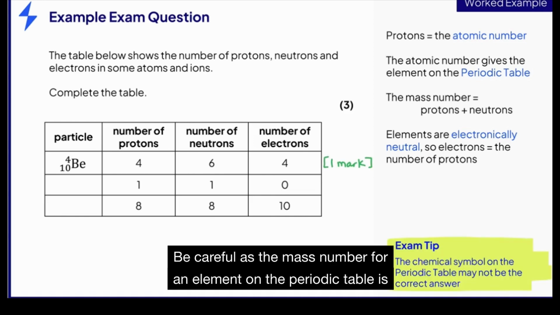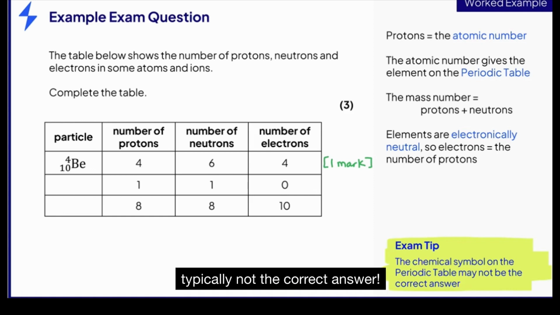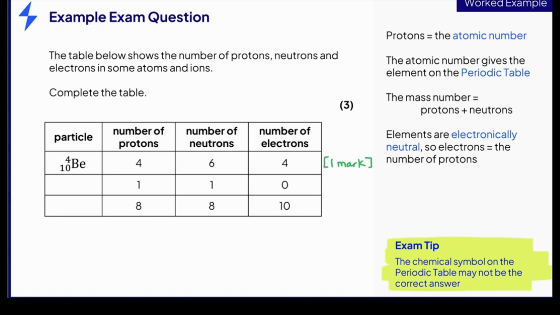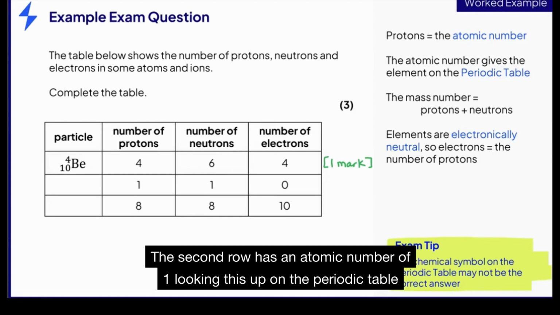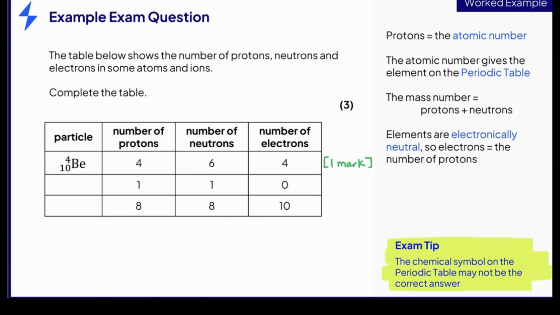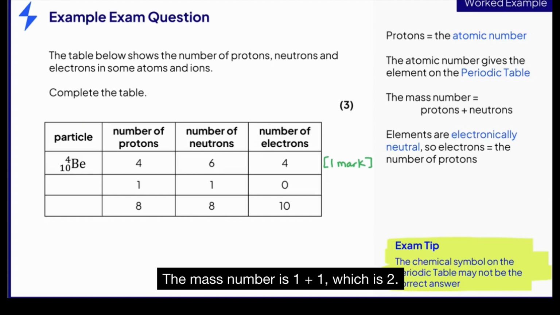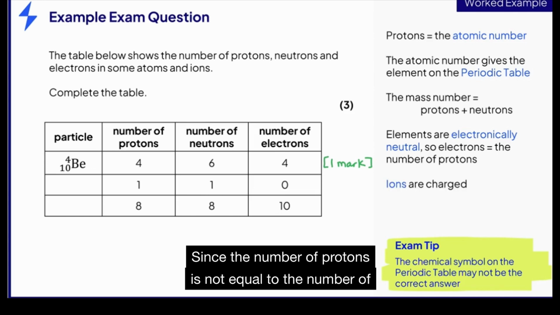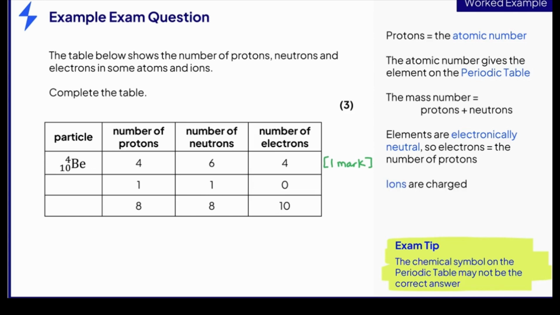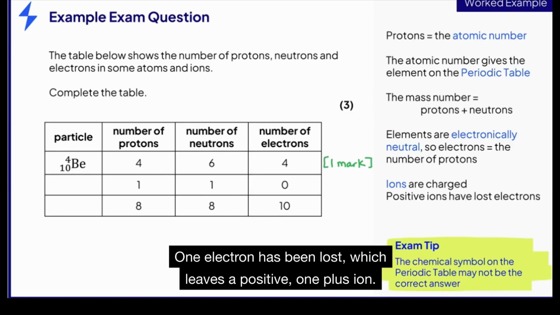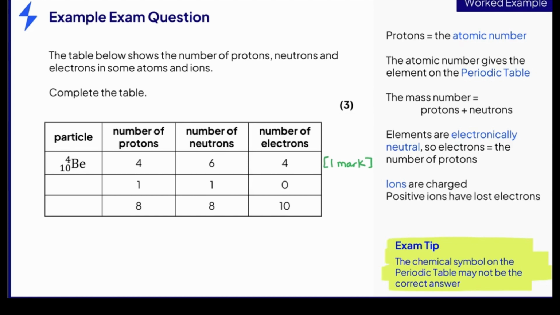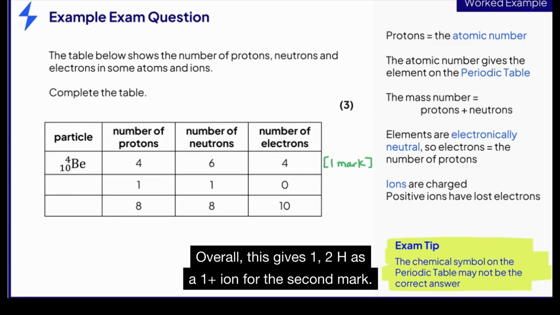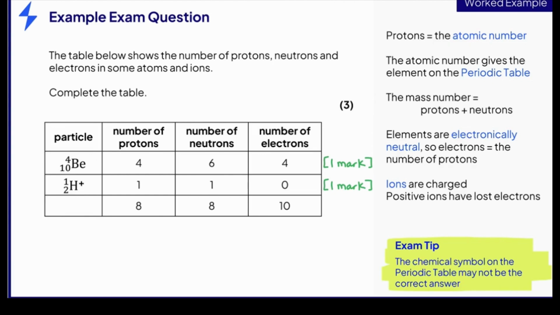Be careful, as the mass number for an element on the periodic table is typically not the correct answer. The second row has an atomic number of 1. Looking this up on the periodic table gives the chemical symbol H for hydrogen. The mass number is 1 plus 1, which is 2. Since the number of protons is not equal to the number of electrons, there is a charge. 1 electron has been lost, which leaves a positive 1 ion. Overall, this gives 1, 2 hydrogen as a 1 plus ion for the second mark.